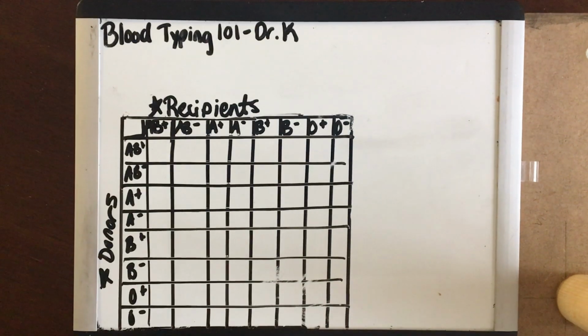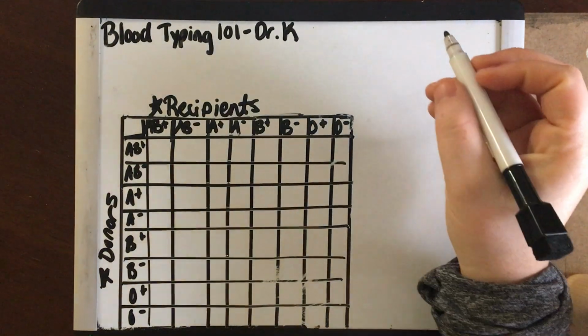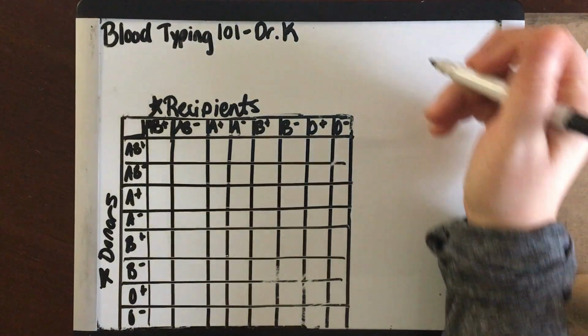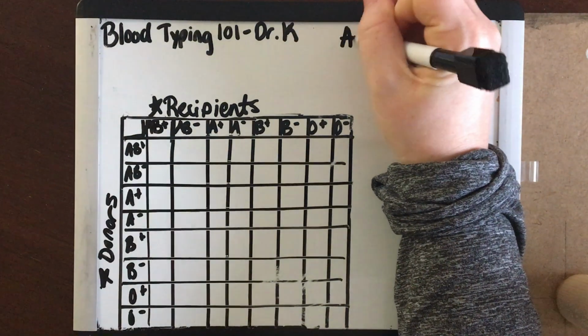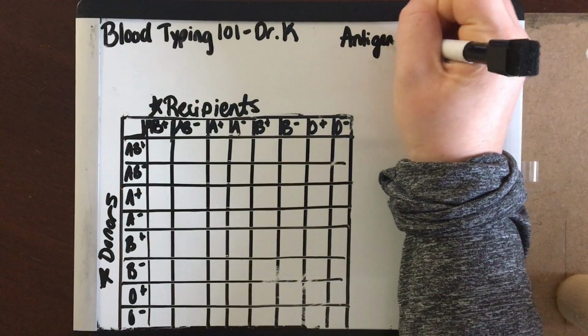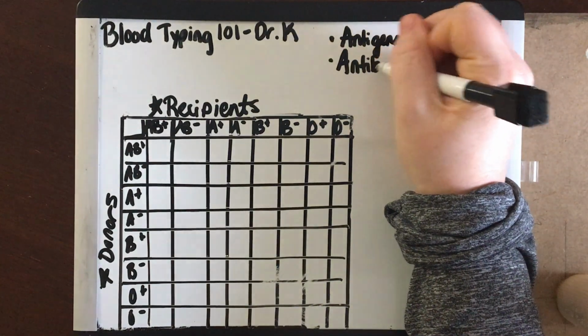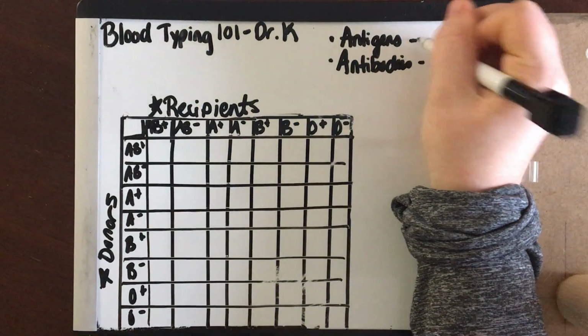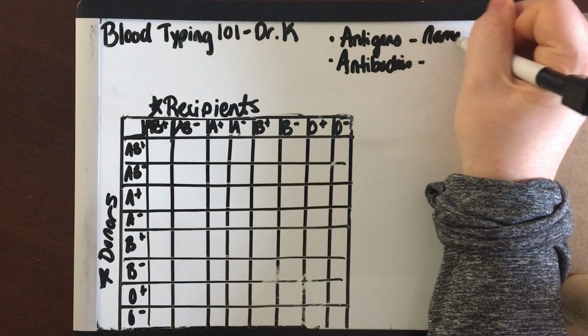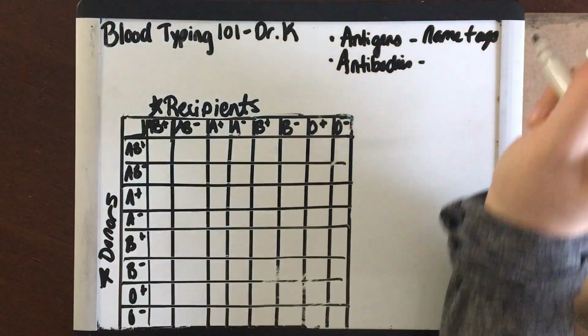Several of you requested a video on blood typing from our lab, so I thought I'd go ahead and walk you through. I won't do the whole chart here, but I'll show you how to get started and give you the basics. So remember, blood typing is all about antigens and antibodies, okay? Now antigens are what I was referring to as your name tag, okay?